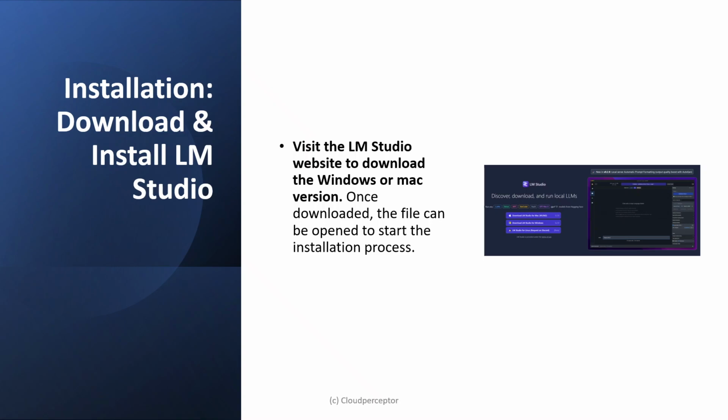You can visit the LM Studio website to download. There are different versions available for Windows and Mac. Once you have downloaded, the file can be opened and you can start the installation process. Today we are going to use a Mistral 7B quantized version of the model, so it will be very easy to run. It will be a small size to download, and I'll walk you through the process.